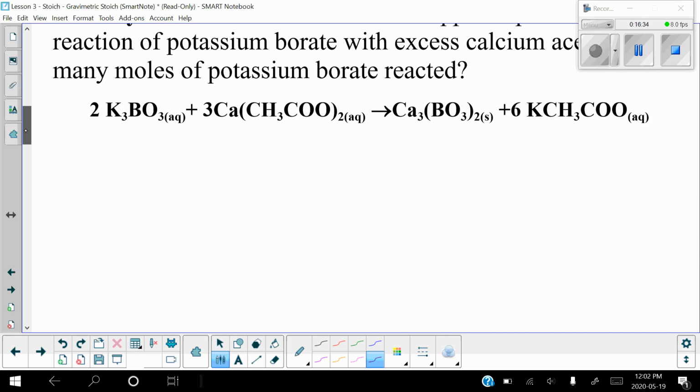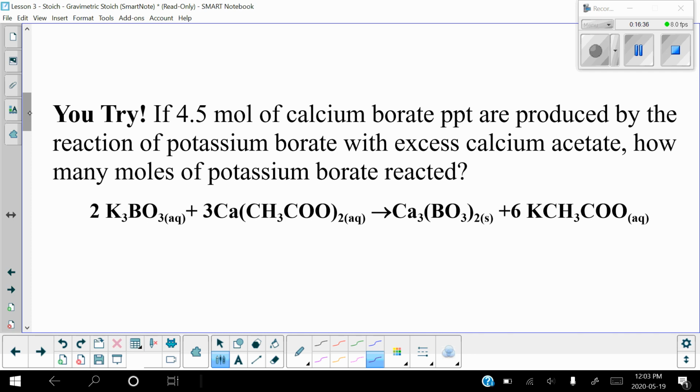Okay, you're going to try this one on your own. If 4.5 moles of calcium borate precipitate, PPT is another word for precipitate, are produced by the reaction of potassium borate with excess calcium acetate, how many moles of potassium borate reacted? Okay, so I'm going to give you guys a minute to list your known and your unknown. They've already provided a balanced reaction, and I want you to tell me how many moles of the precipitate forms. So you can unpause when you're ready to check your answer.